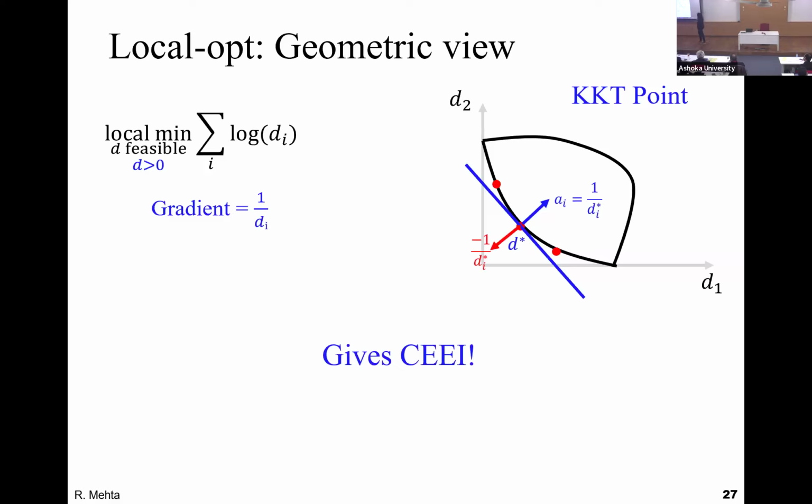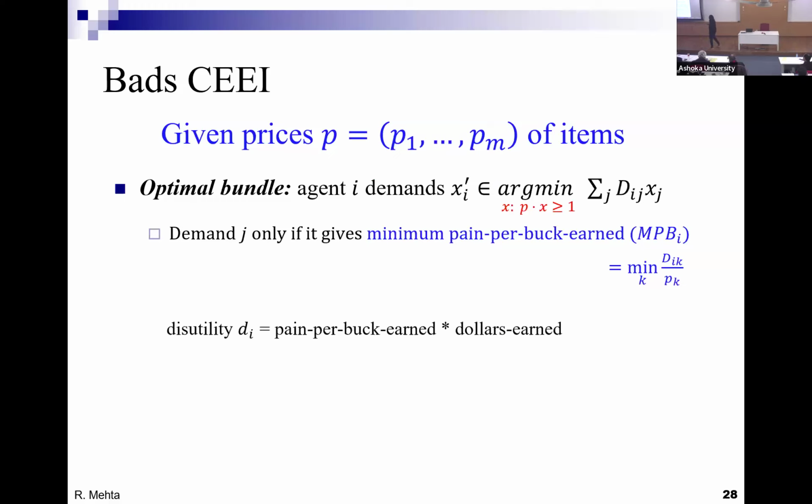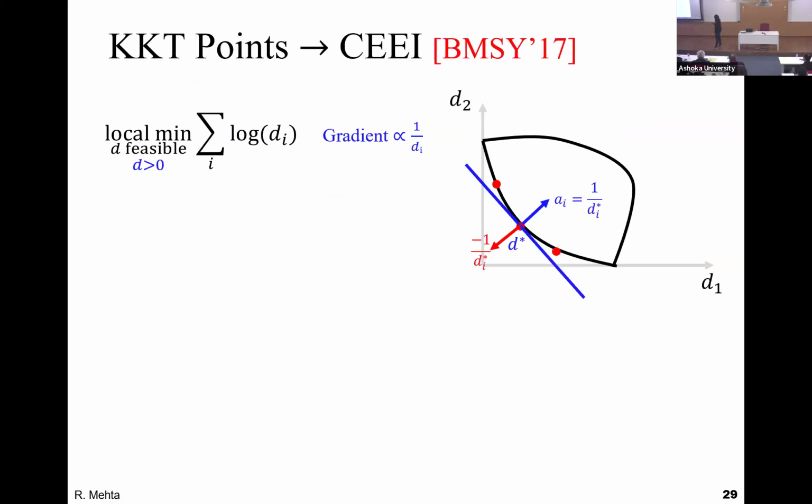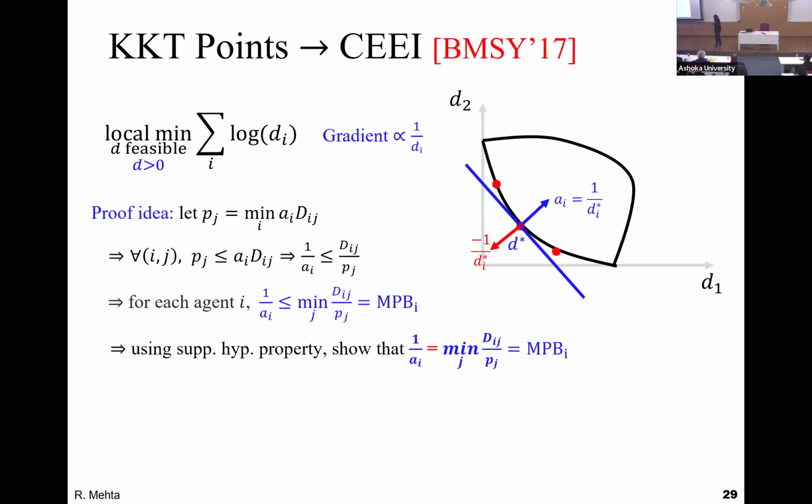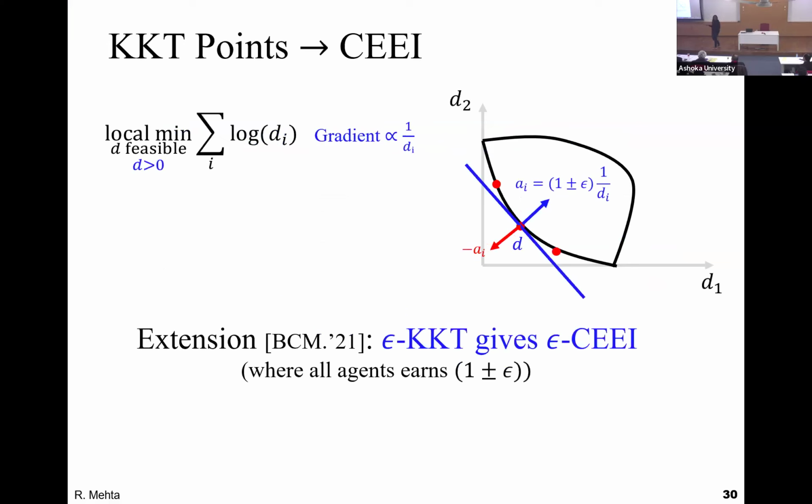So that's another characterization of the local optima. You take that point, draw the supporting hyperplane. The normal of the supporting hyperplane should be proportional to the gradient. Okay. So I'm going to skip this. I wanted to give you a small proof of why this local optima actually gives you the competitive equilibrium condition. Just believe me, there's a one slide proof. It's a very simple proof. If you want, you can go over that.